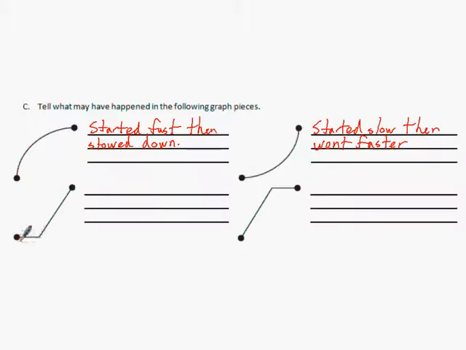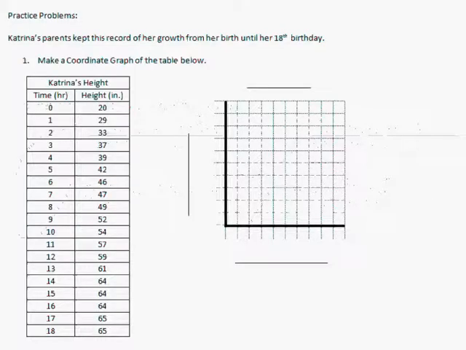Down here we have flat, which means they did not go anywhere, and then they went fast. So it looks like they sat still for a bit, then went fast. Over here looks like we have the opposite. They went fast and then they sat still. We don't know if this is exactly what happened, but it's good to have a general idea about how to read a graph.